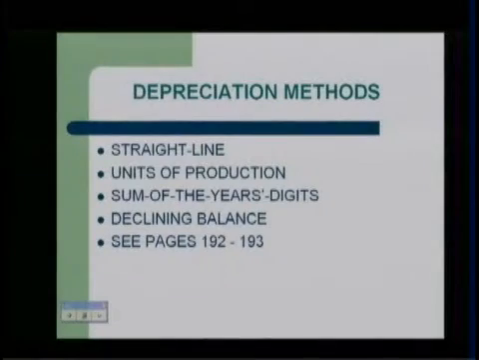Now, as we said before, there are 4 different methods of depreciation that are talked about in your textbook. There's straight-line depreciation, units of production depreciation, sum of the year's digits depreciation, and declining balance depreciation. If you look in your textbook on page 192, and it continues over to the top of page 193, there's a description of the different methods of computing depreciation using those 4 different types of depreciation methods. For example, straight-line depreciation is exactly what it sounds like. You take the same amount of depreciation each year.